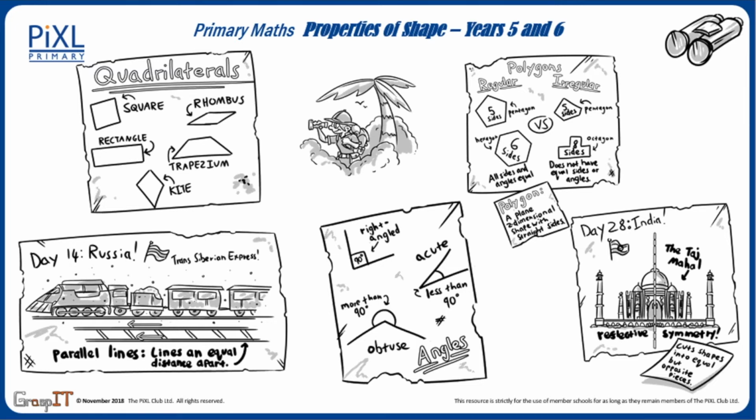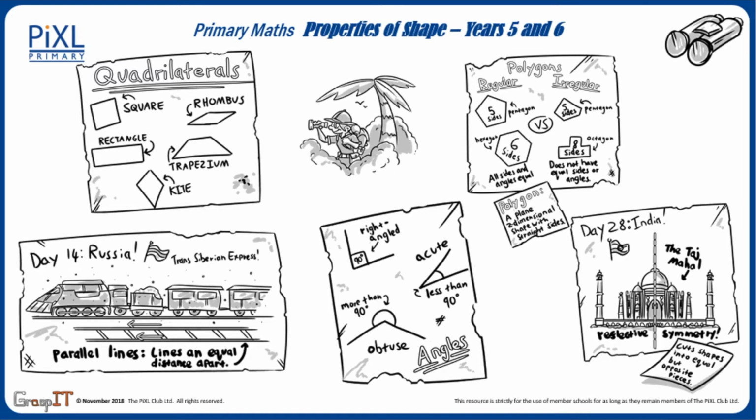So this is just a reminder of some of the 2D shapes and angles that we've looked at. So in our quadrilaterals, we've got a square, a rhombus, a rectangle, a trapezium and a kite. And a quadrilateral is just a four-sided 2D shape. That word quad means four.